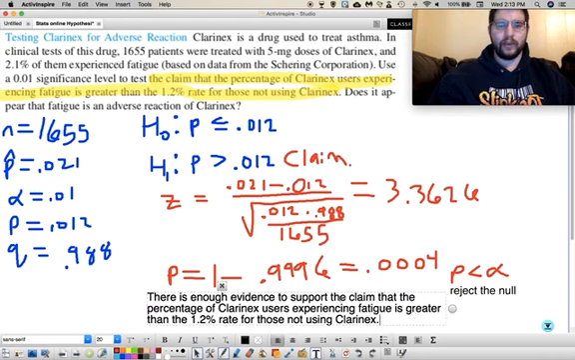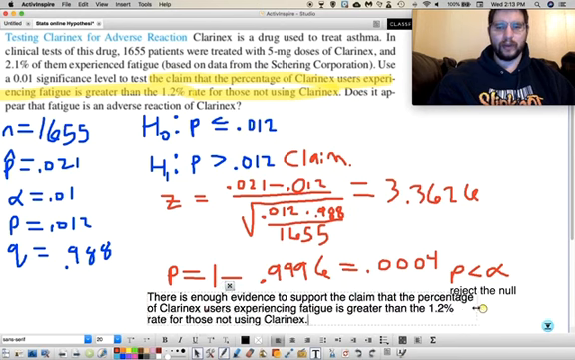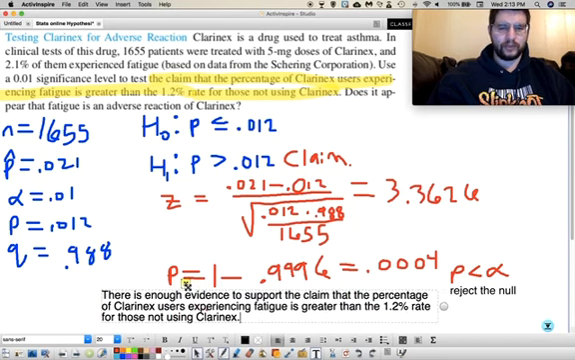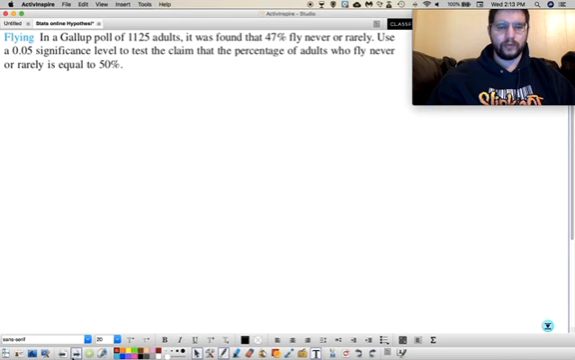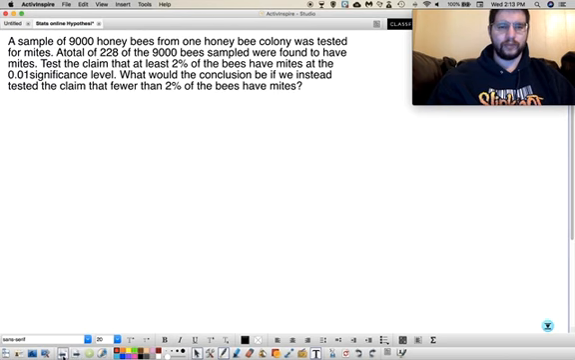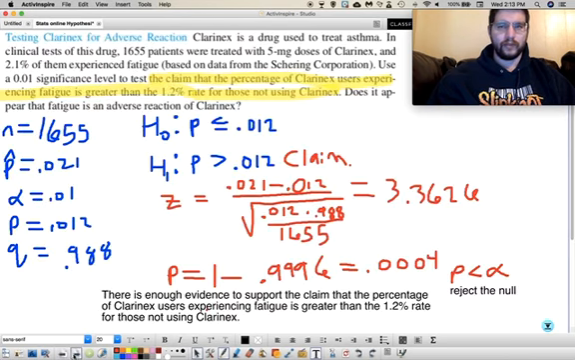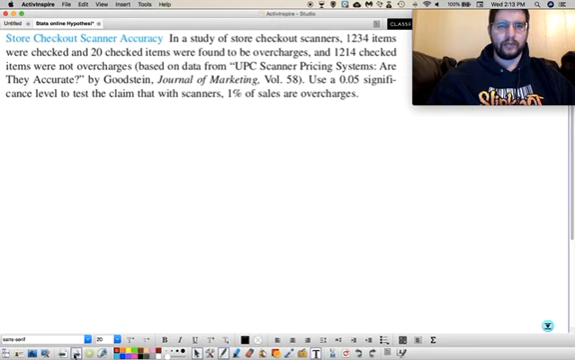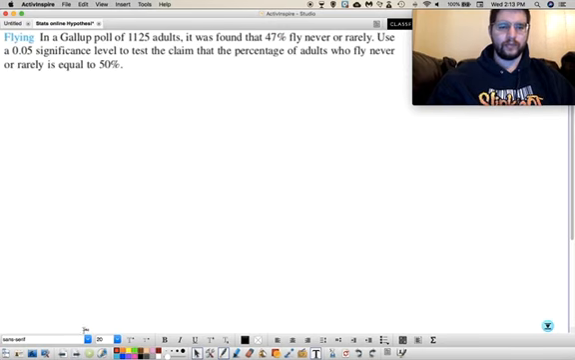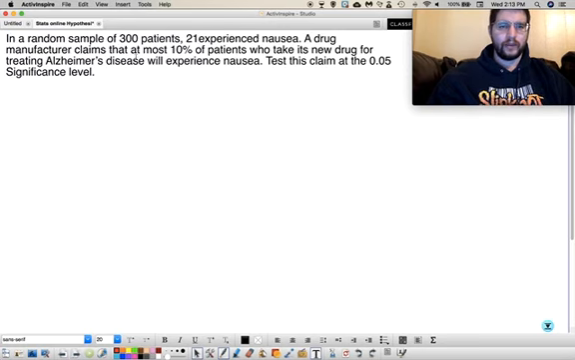This is actually how they go about testing side effects, using hypothesis testing. Real-life examples, people. That's what statistics is all about. We'll do a couple more. We'll skip this one. Let's go to these two. I had to modify these two, and I'll tell you why in a minute.